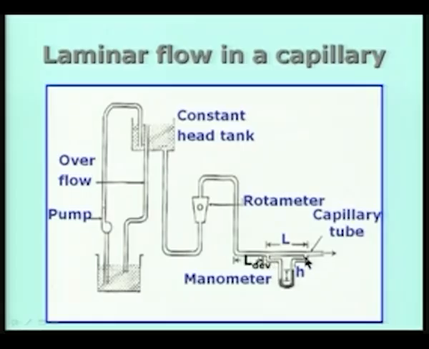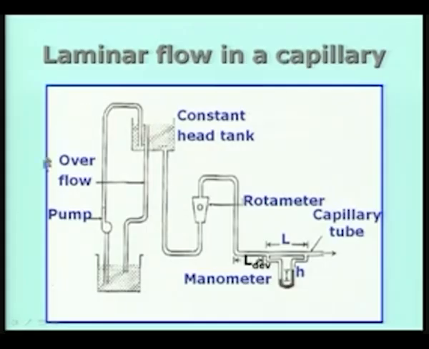And in this case I am showing a rotameter to measure the mass flow rate or the volumetric flow rate. Of course, if you know the volumetric flow rate and divide by the area of cross section of the capillary tube, you can get the mean velocity of the flow. And if you remember, the Reynolds number is based on that mean velocity, which we calculate by taking the volumetric flow rate divided by the area of cross section of the tube.